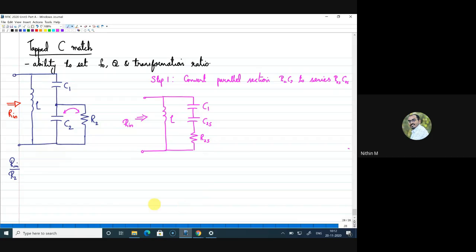The next step: soon after doing this, the C1 and C2S are two capacitors in series, so the equivalent will be 1 by C1 plus 1 by C2S. We will get the equivalent of that.